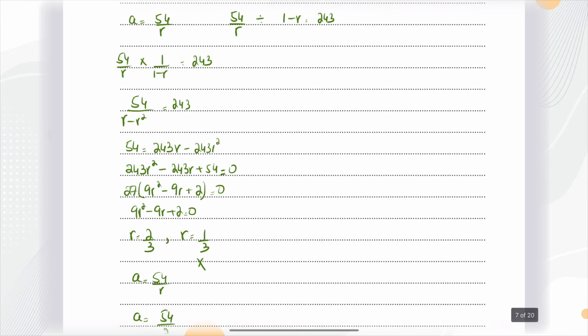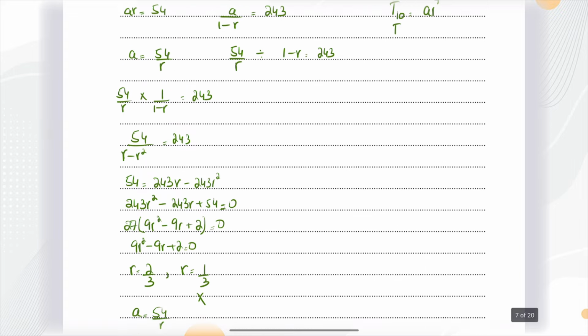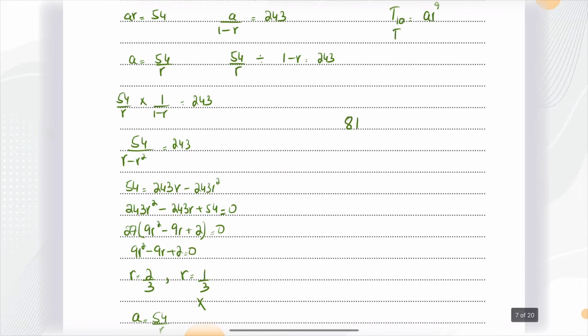Okay. Now that we have everything, all we have to do now is just plug it in. So 81 into R, which is 2 upon 3, to the power of 9. Now I don't expect the calculator to give me the exact answer. 2 upon 3 to the power 9. Okay, not bad. We are getting the exact answer. So the exact answer is 512 upon 243, which is your 10th term.